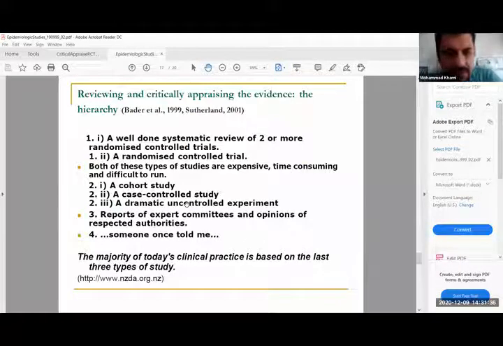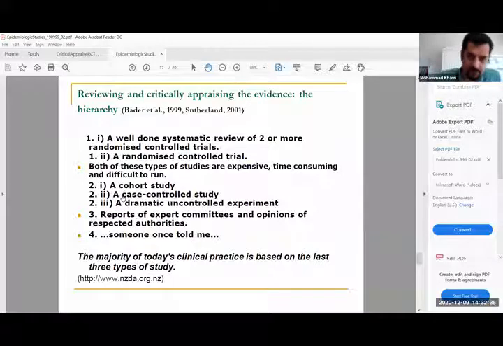So at the end of this presentation, just taking a look at the evidence ladder or the evidence hierarchy. We will talk about systematic reviews. Systematic reviews are at the top of the evidence hierarchy. The reviews are not original studies, but because of its specific design, the systematic review is at the top level of the hierarchy of evidence. It provides the highest and most valid evidence. So a well-done systematic review of 2 or more randomized controlled trials is at the top. Then we come to a randomized controlled trial in the second step. But we know that both of these types of studies are expensive, time-consuming, and difficult to run.